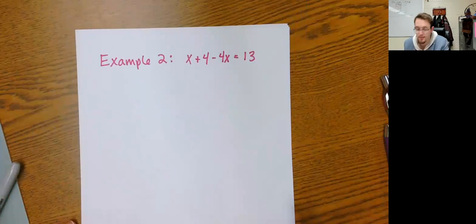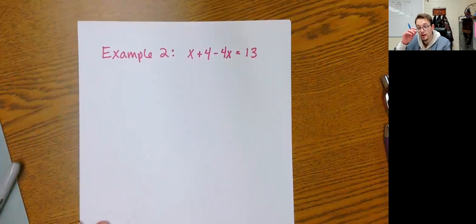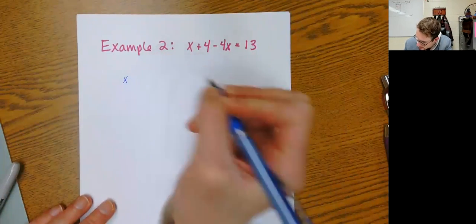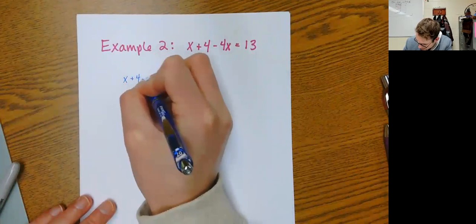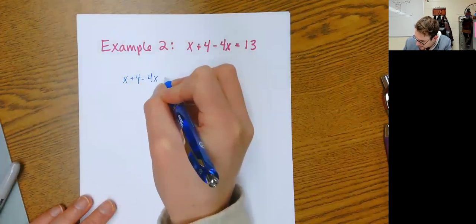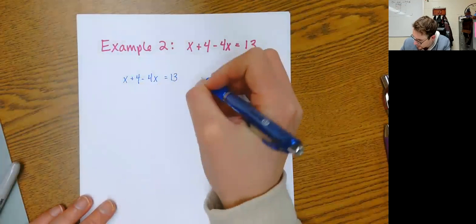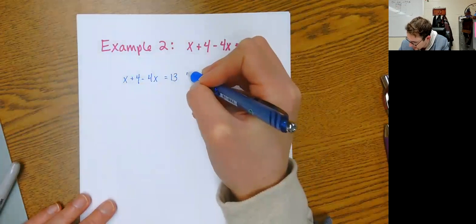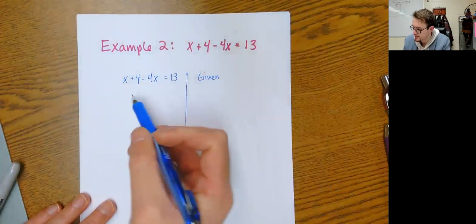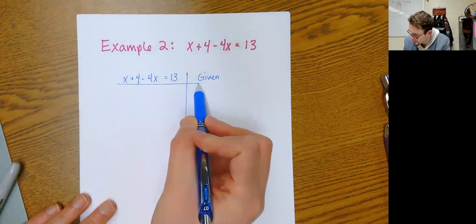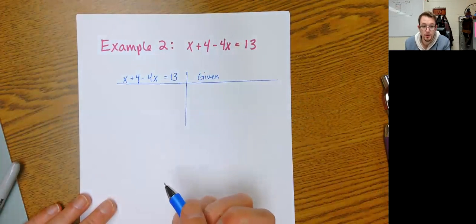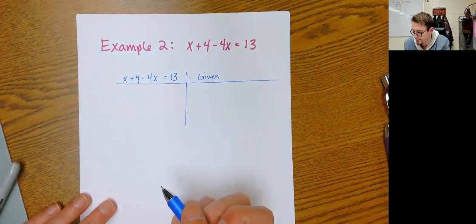So if we start with this problem, now I'm not going to do this in two different ways. I'm going to do it in the way that made sense in my brain, or still does make sense in my brain. So we start with our equation. x plus 4 minus 4x equals 13. Why? Because that is given. I don't know how many steps this is going to take, but okay, so what is the first thing we are going to do?